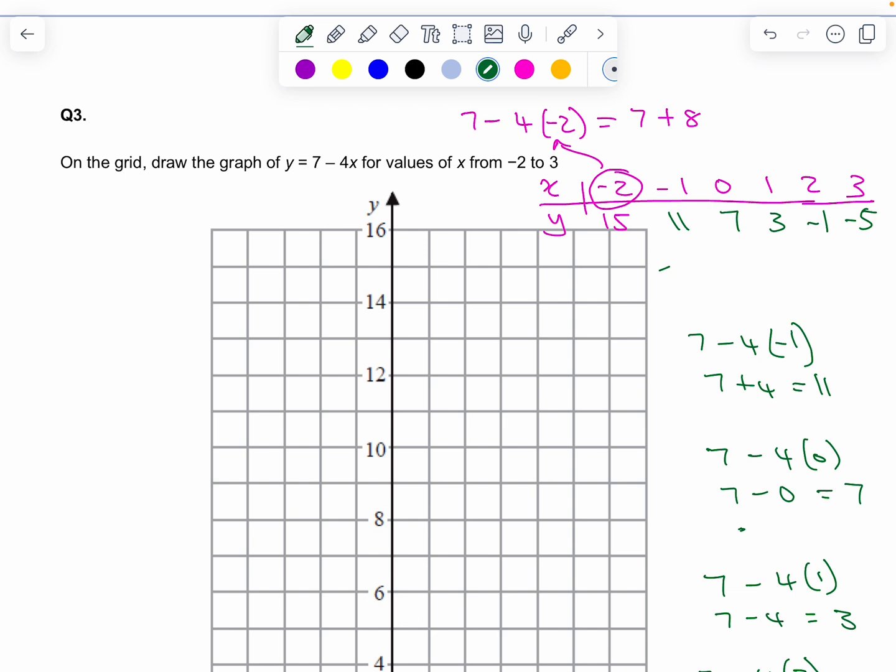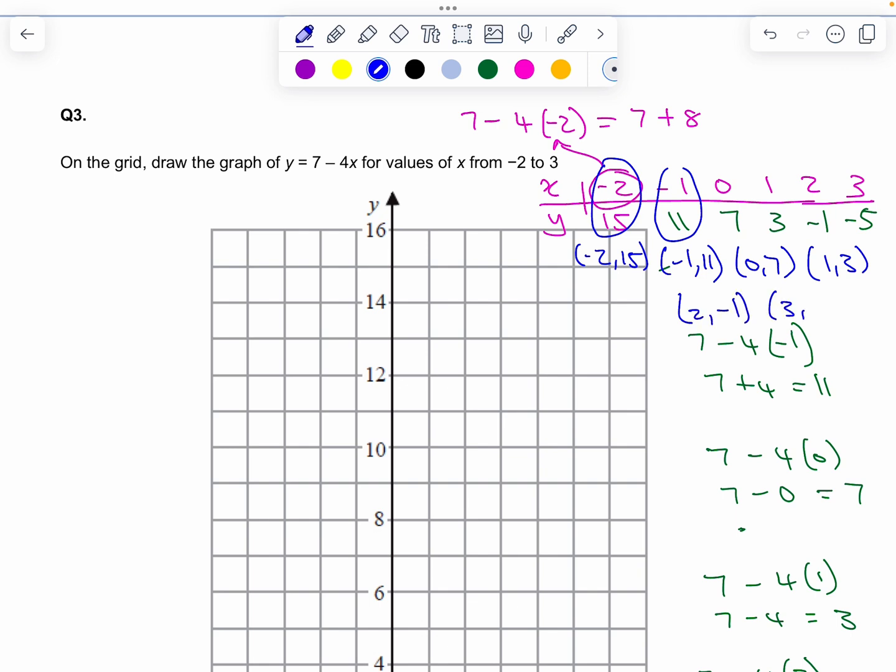So now you've got your table and you can start to plot the points, okay? So remember, x goes first, then y. So this first coordinate is -2, 15. Next coordinate is -1, 11. Next coordinate 0, 7. Next coordinate 1, 3. Next coordinate is 2, -1. And next coordinate is 3, -5.